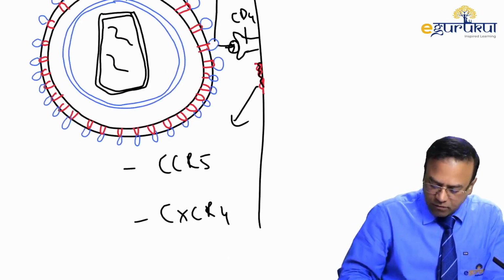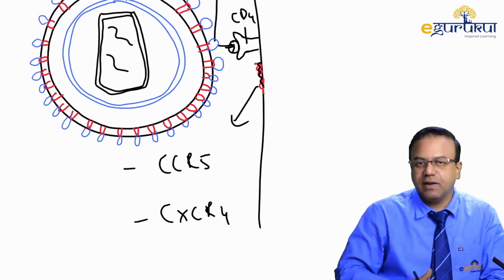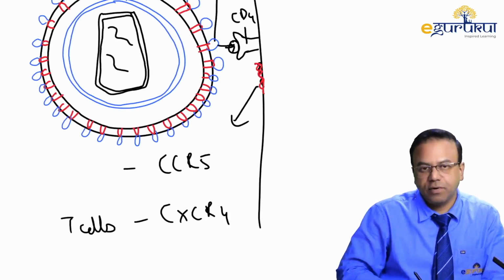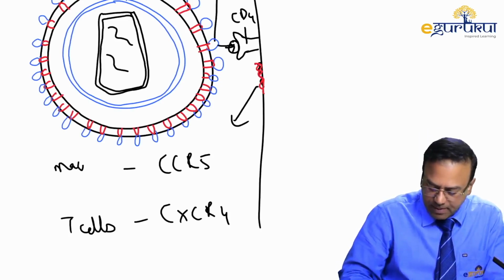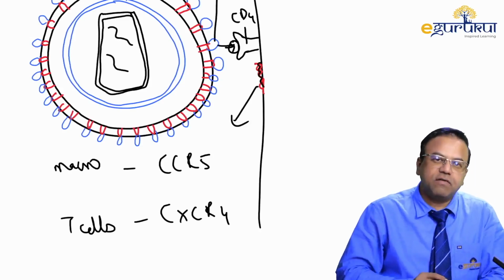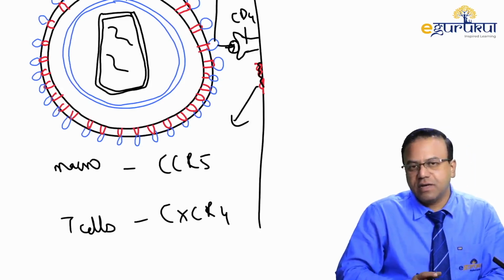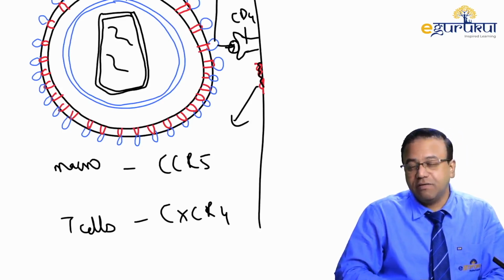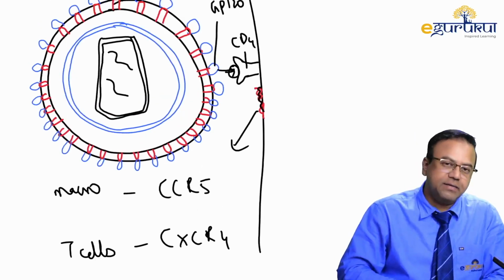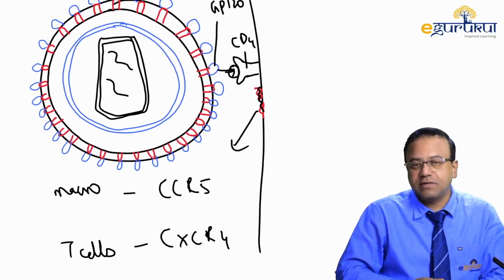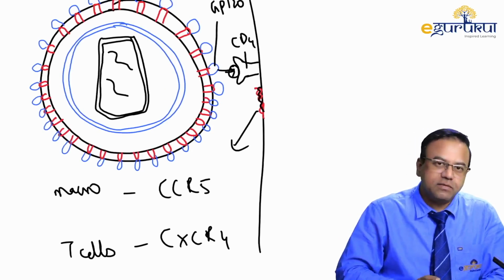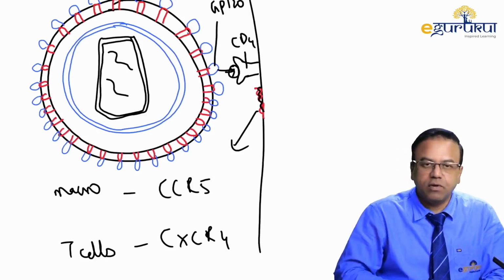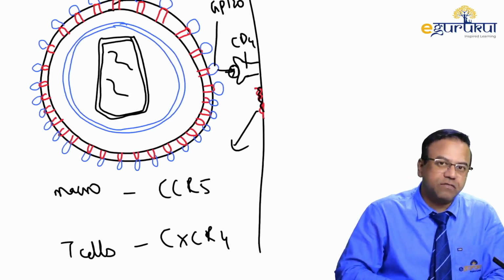In most of the CD4 containing cells, particularly the T cells, what you get is the CXCR4. In the macrophages, you get the CCR5. Now, some cells can have either CCR5 or CXCR4. The HIV virus has many strains, and in this GP120, some of them can attach to CCR5, some can attach to CXCR4, and some have the capability to attach to either of them.